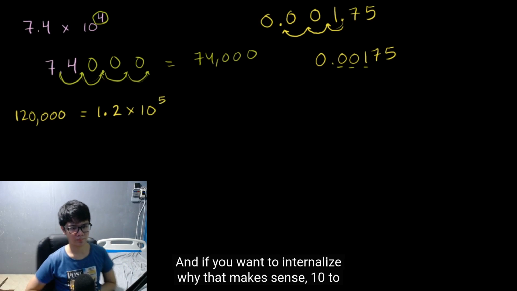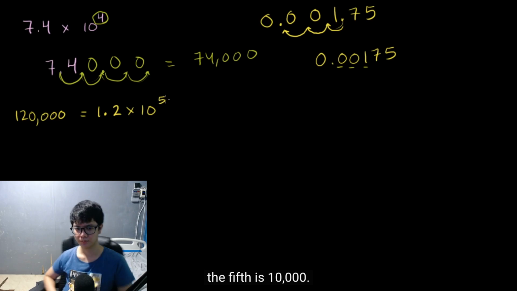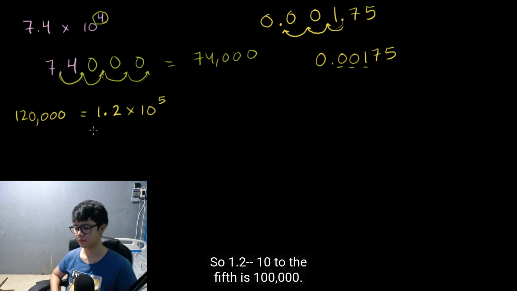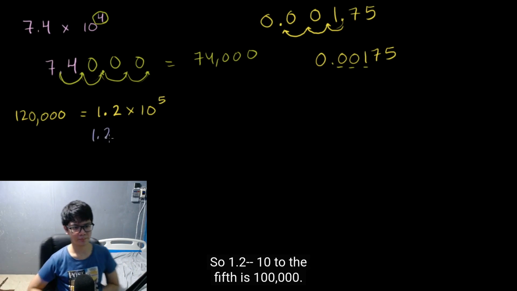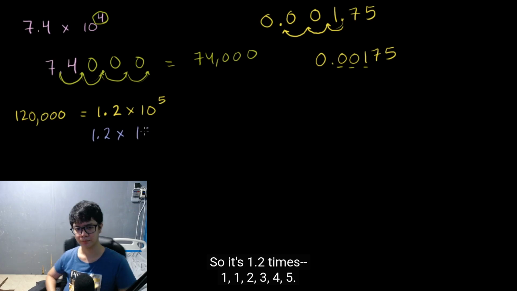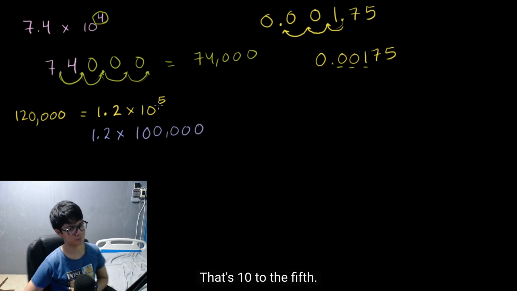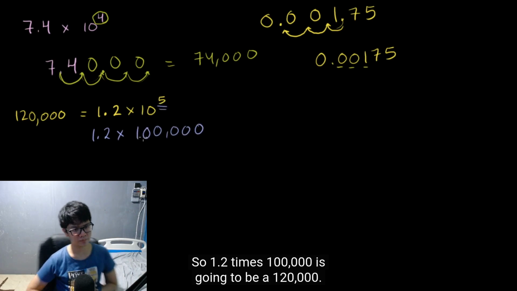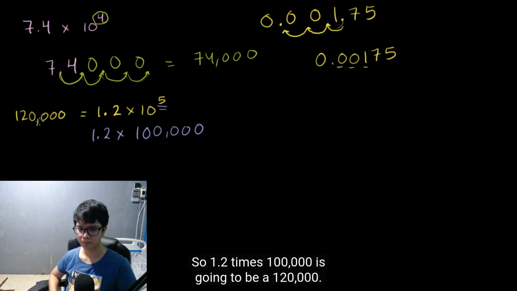And if you want to internalize why that makes sense, 10 to the 5th is 100,000. So it's 1.2 times 1, 2, 3, 4, 5. You have 5 zeros. It's 10 to the 5th. So 1.2 times 100,000 is going to be 120,000.